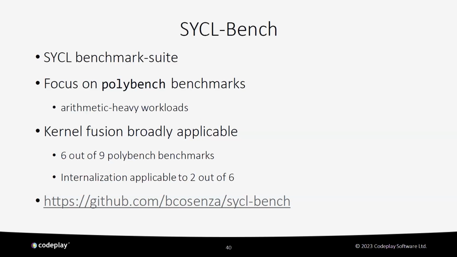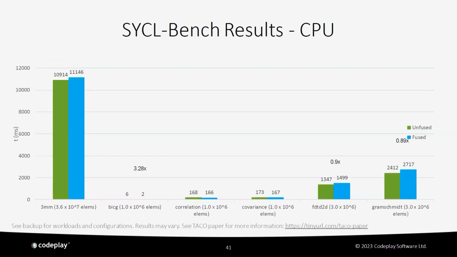Okay, for SYCL bench, we also ran the SYCL bench tests here. This is outdated, but these are the numbers that we got back in the day. I don't know if I can give you the new numbers, but I won't, just in case. Out of the 9 benchmarks that use more than 1 kernel in Polybench, we can fuse 6 of them, and we can perform internalization on only 2 of them. Well, that's what we get.